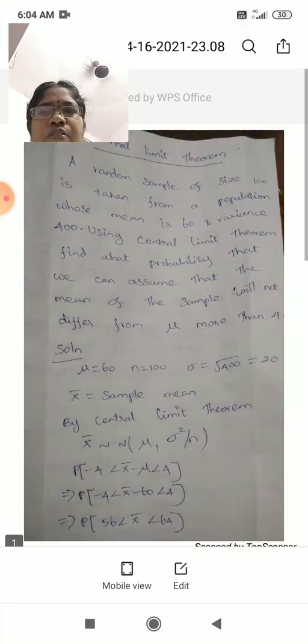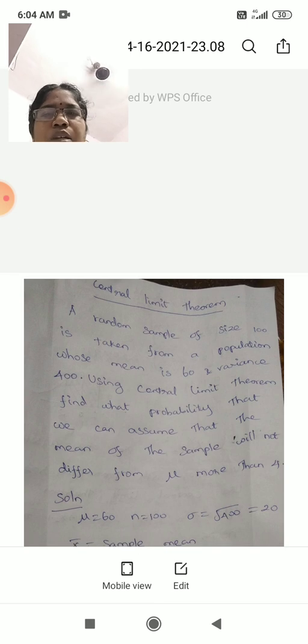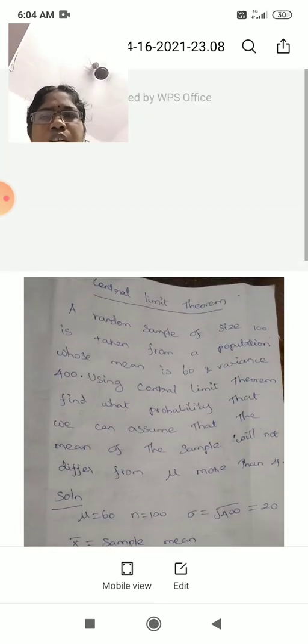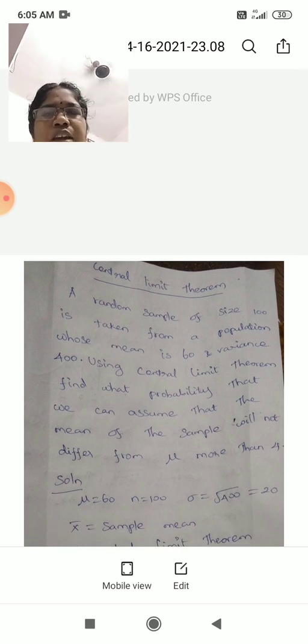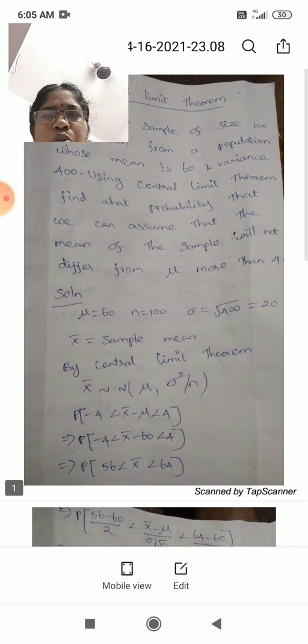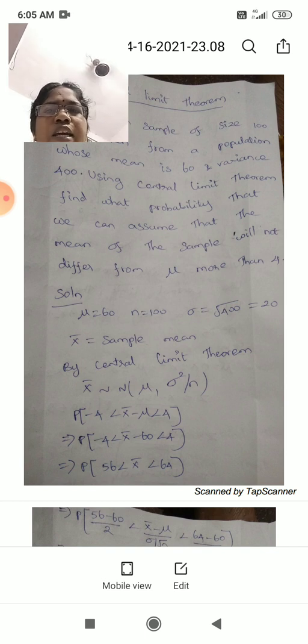Here we have to use the central limit theorem based on problems. The given problem is: a random sample of size 100 is taken from a population whose mean is 60 and variance is 400. Then using the central limit theorem, find the probability that we can assume the mean of the sample will not differ from mu by more than 4.